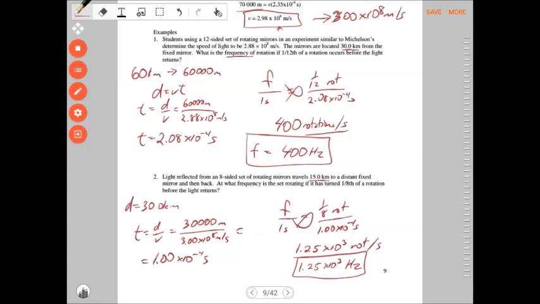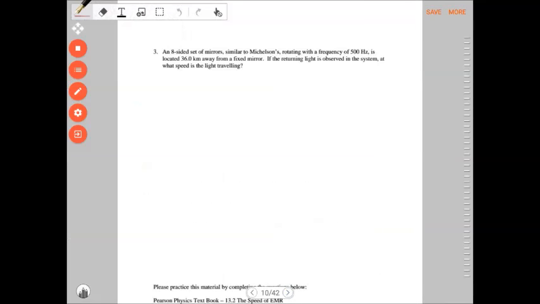So this set of mirrors is spinning 1,250 times every second. So that's pretty fast, but, well, go with it because that's how fast these things go.